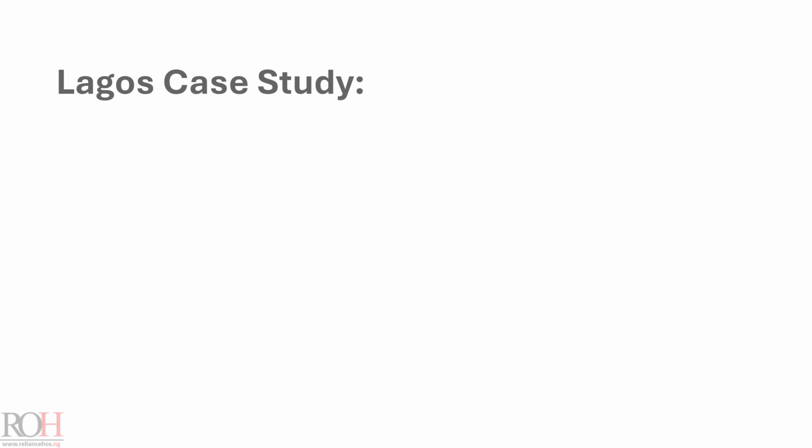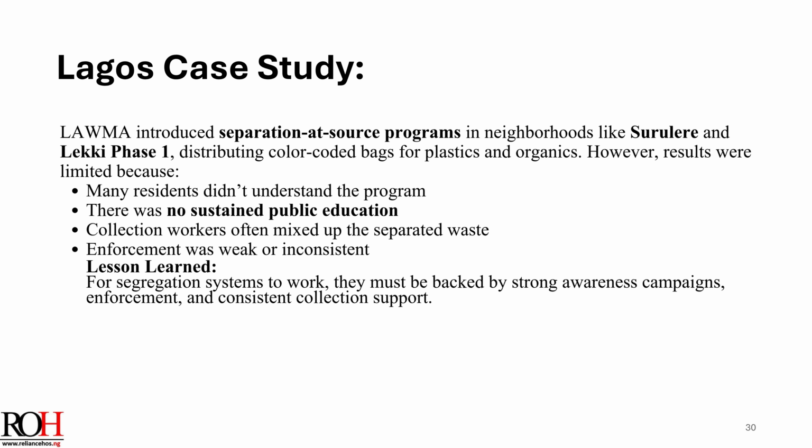Lagos case study. LAMA introduced separation at source programs in neighborhoods like Surulere and Lekki. Phase 1: distributing color-coded bags for plastics and organics. However, results were limited because many residents didn't understand the program. There was no sustained public education. Collection workers often mixed up the separated waste. Enforcement was weak or inconsistent.